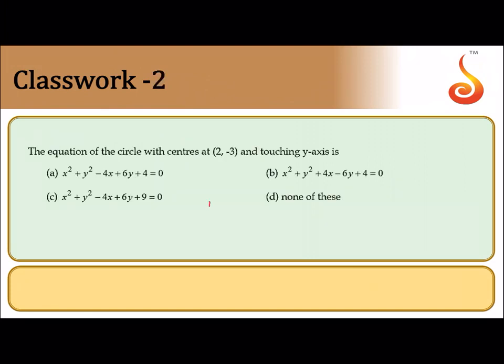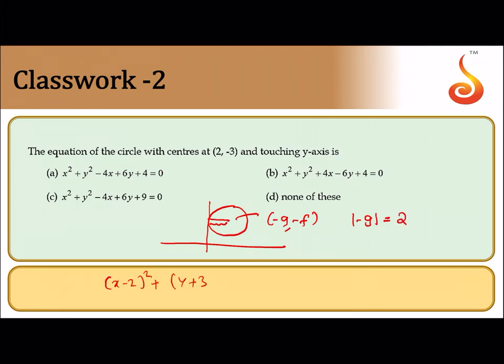Next, example 2. Equation of a circle with given center that touches the y-axis. Touches y-axis, we already studied. Whenever the circle touches the y-axis, suppose the center is minus g comma minus f, the radius will be mod g. So here the radius is equal to 2. Center we know, radius we know. So x minus 2 whole square plus y plus 3 whole square is equal to 4.